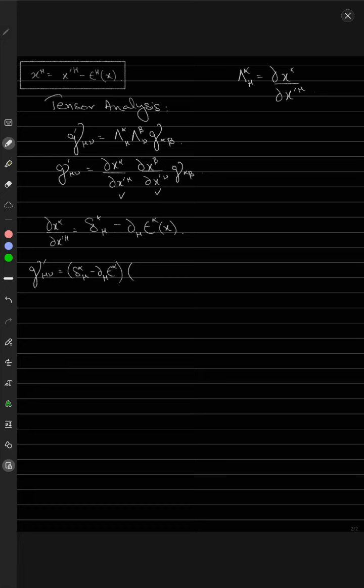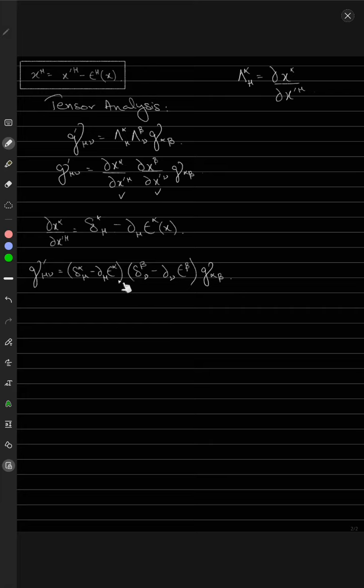So the upper index is beta. Wherever I have alpha, I'll just replace it with beta, just a shorthand trick. So this would be delta beta nu minus partial nu epsilon beta. And then I have g alpha beta. All right, so this is what we have so far. What can I do from here? Let's make this a bit more understandable.